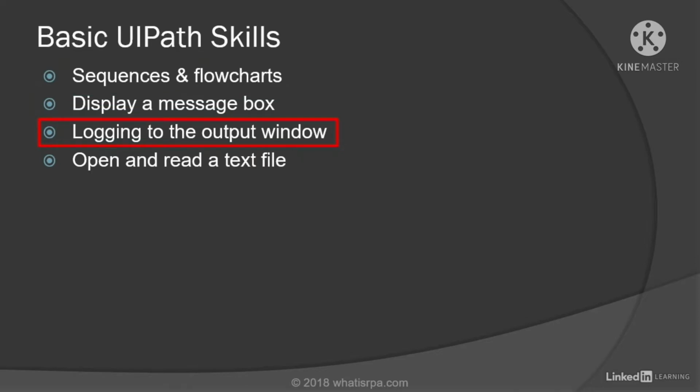Then we'll move on to a different activity that allows us to log items into the output window, which is going to be very important for keeping track of what your robot is doing and displaying a history of steps when it comes time to troubleshoot. Finally, we'll move on to an activity that allows us to open and read a text file. So let's get to it.